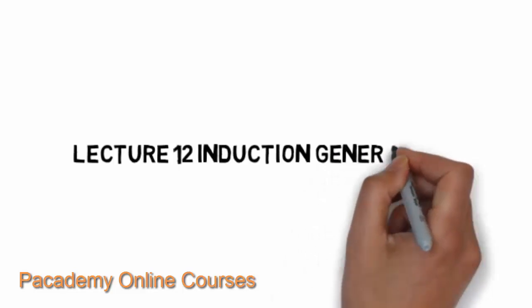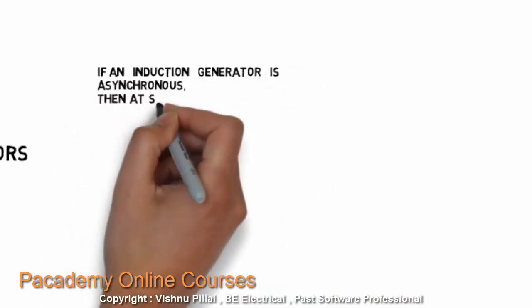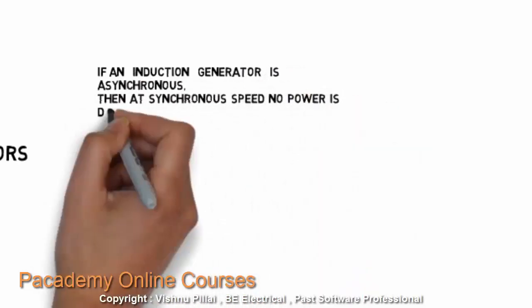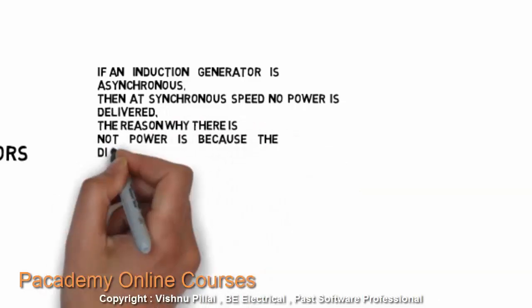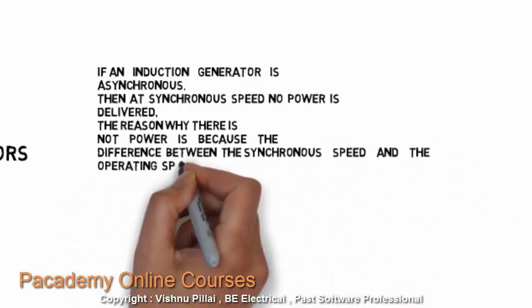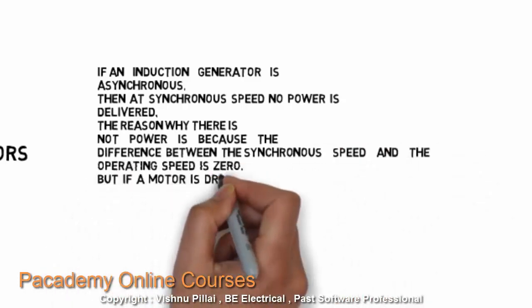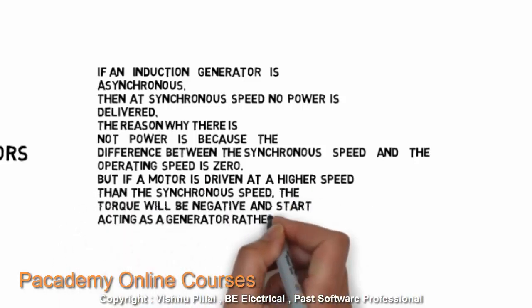This is lecture 12 about induction motors, and this is about induction generators. If an induction motor is rotated above the synchronous speed, then it will act as a generator, and induction generators are asynchronous devices. Also, it is seen that at synchronous speed no power is delivered. The reason is that the difference between the synchronous speed and the operating speed is 0 and the slip of the machine is 0.